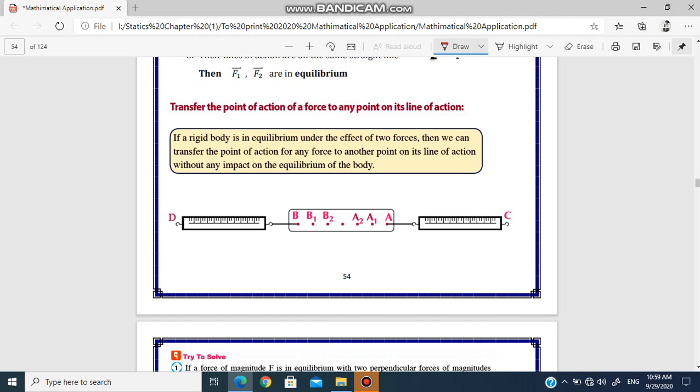So if you have a point A2, A1 and A, and another point and the other force B2, B1 and B. If the force acts at point A2, I can transfer the force from A2 to A1 or to A. And here in the opposite force, if the force acts at B2, I can transfer it to B1 or B.